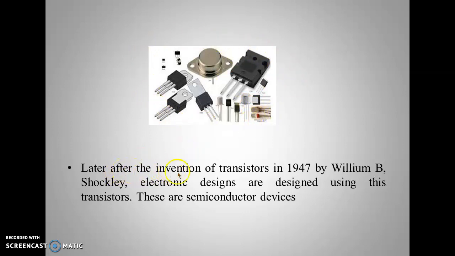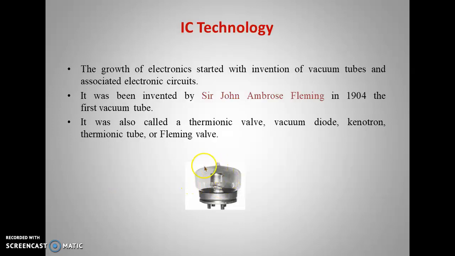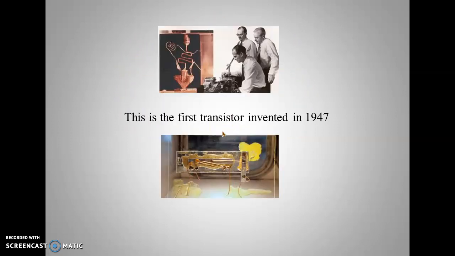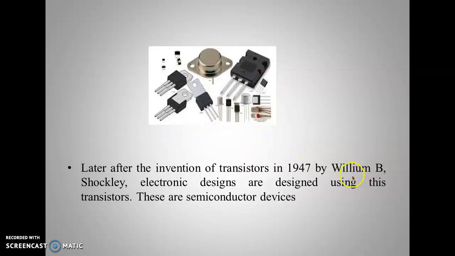Okay, so the transistors being used came into existence in 1947, and were invented by William B. Shockley. After the usage of the vacuum tube, they went with the designing of circuits with the help of these transistors. And in 1947 the first transistor was invented, by William B. Shockley.